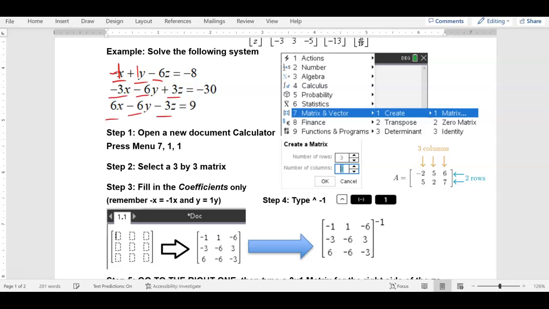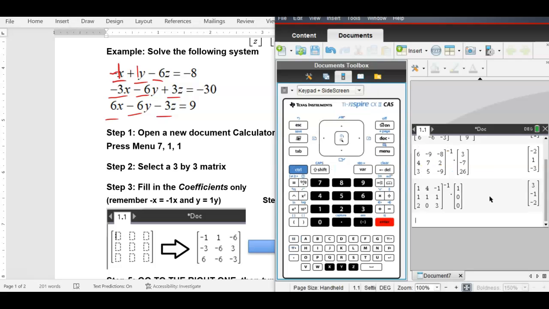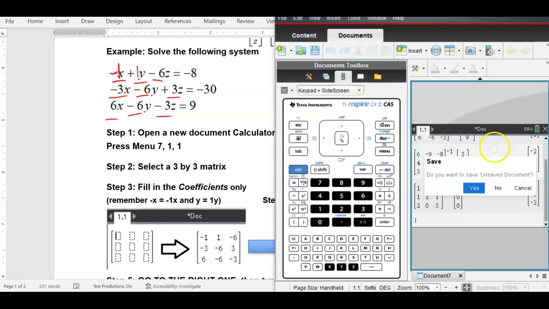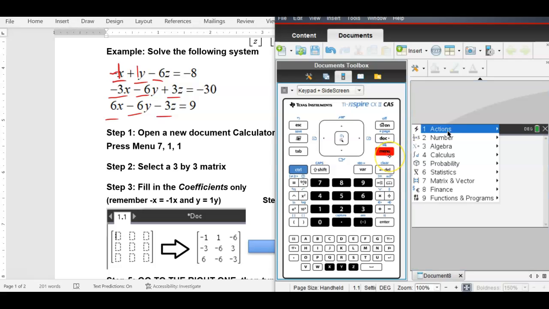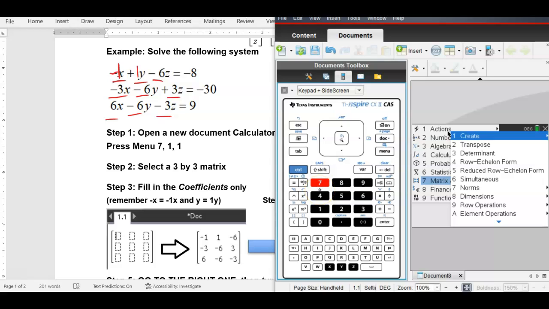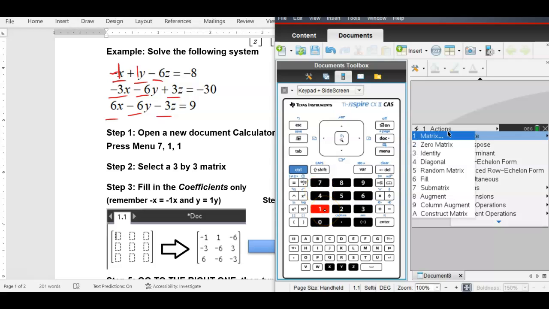Okay, so here's the deal. Step 1. Okay, I'm going to pull up my calculator here. Go to a new document. Don't save. Go to calculator. Is everyone doing this right here? Blank calculator. Okay. Step 1, I want you to press menu 711, like 7-Eleven, like the gas station. Think about drinking a Slurpee, right? Okay. Now, menu 7 for matrix, 1 for create, 1 for matrix.